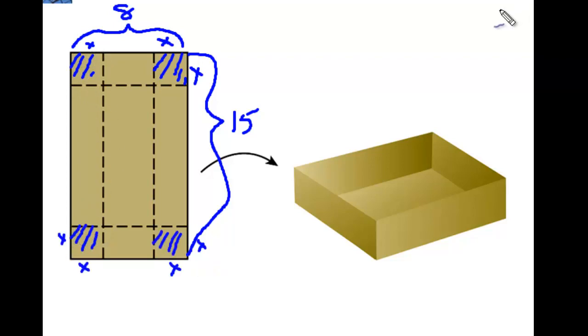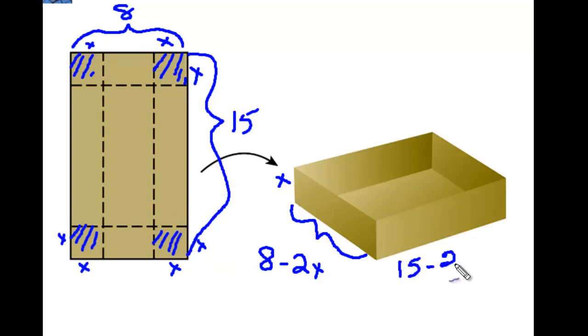So we're going to get a box. Our height is going to be x. The width here is going to be 8, but we're taking away 2 x's. So it's going to be 8 minus 2x. And that's where most people make mistakes. They will write it as 8 minus 1x, but there's 2 x's to take out. And the same thing on the length here. We have 15, but we're going to take away 2 x's, one on either end.